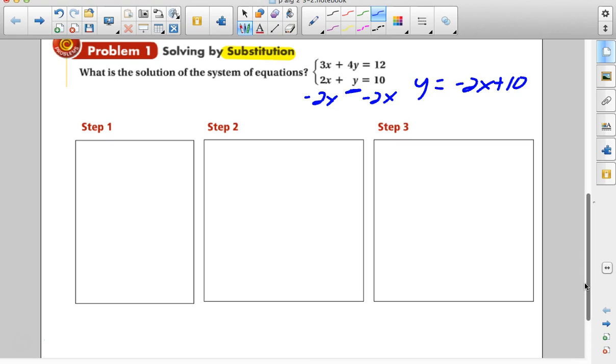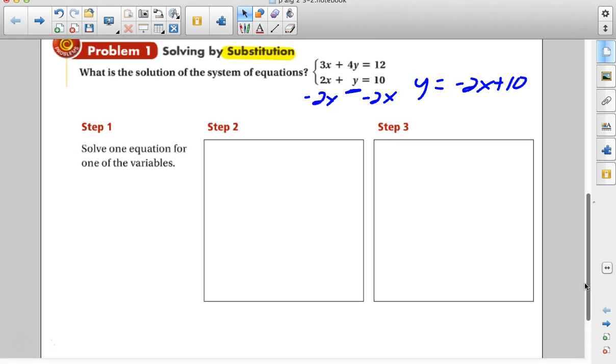And why is that so great? Because what this means is whenever we see a y in the top equation, which we haven't done anything with, we can go ahead and put negative 2x plus 10 in there instead. So step one is all about solving one of the equations for one of the variables.